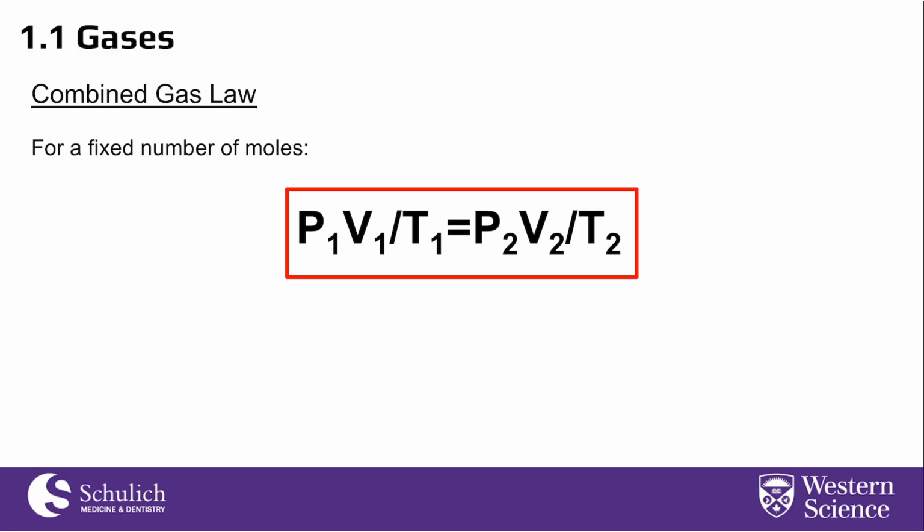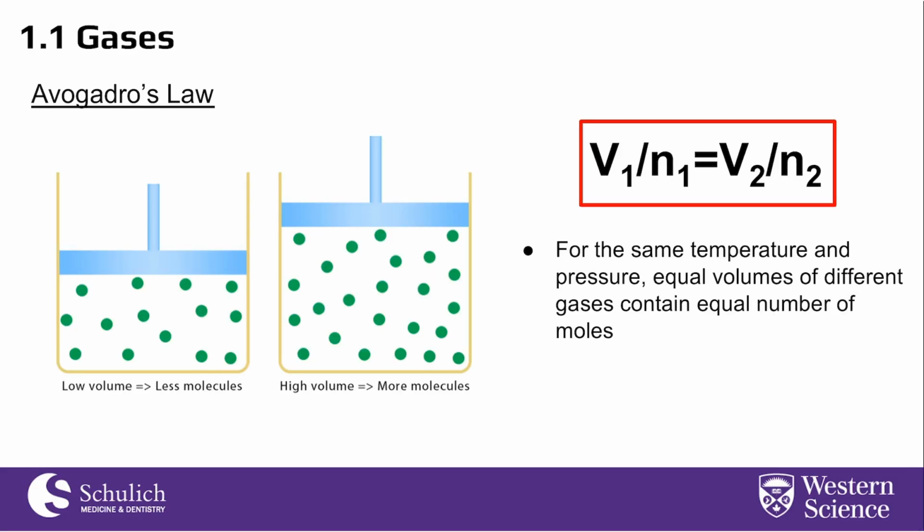When we combine these laws together, we get the combined gas law. This states that for a fixed number of moles, the equation is P1V1 over T1 equals P2V2 over T2. We also have Avogadro's law, which is V1 over N1 equals V2 over N2. This law states that for the same temperature and pressure, equal volumes of different gases contain equal numbers of moles. So when we have a lower volume, we have fewer moles, and when we have a higher volume, we have a higher number of moles.